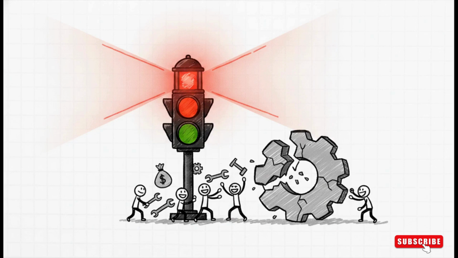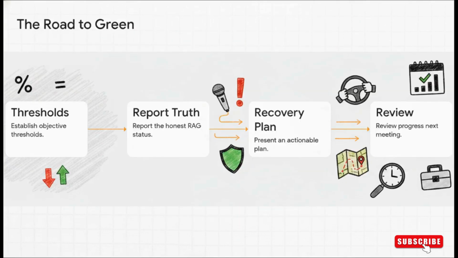They need to view a red status not as a failure, and definitely not as a reason to fire someone, but as a healthy, functional, early warning system. An honest red status is a cry for help, and it's one that saves massive amounts of time and money because it secures management support way before the structural problems become entirely unfixable. But listen, RAG statuses are completely useless without a clear path forward. If you're going to report a red status, you absolutely must follow these steps.